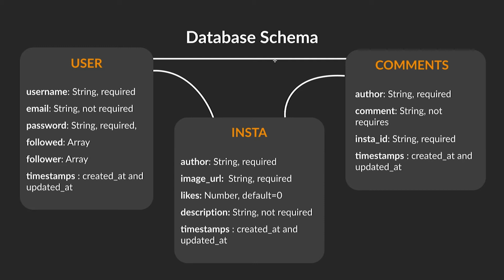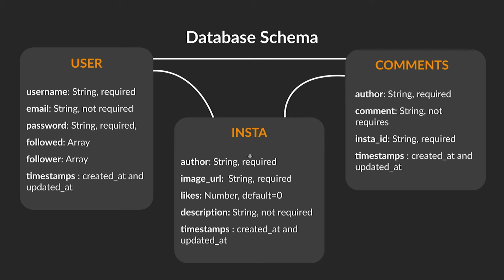Now, these lines represent kind of relationships. Of course, I said that this is not a relational database. However, conceptually, there exist relationships between these models. For instance, from the user to Insta, if you notice, the username and the author must be the same. So we can say there is a relationship between the username and the author. And in this case, one user can have many Insta. So we could say that there is a one-to-many relationship.